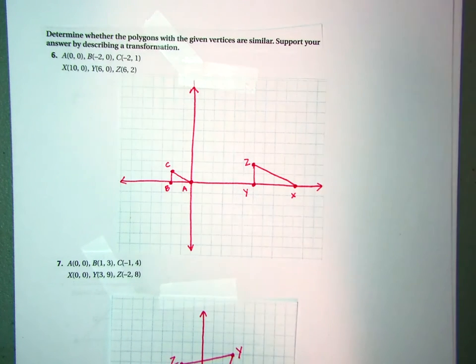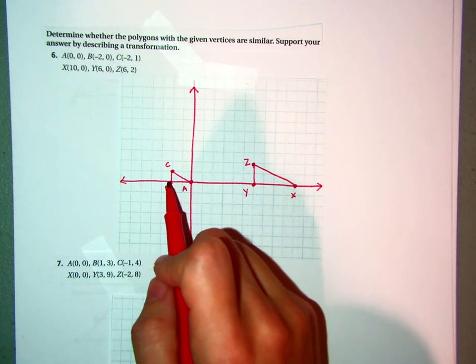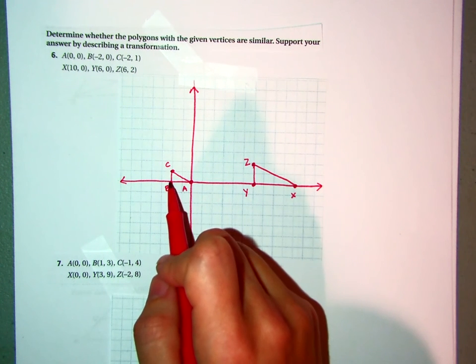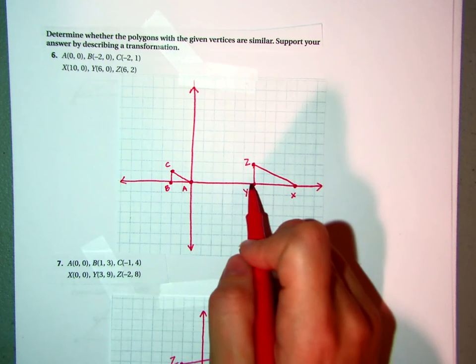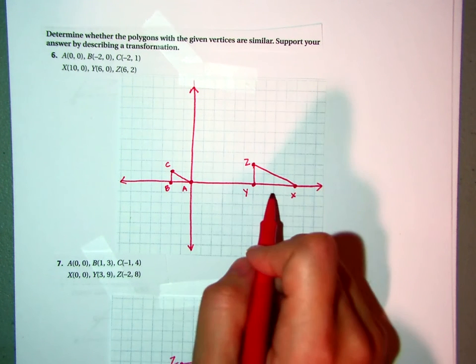This is number 6 and 7, where we're determining whether the polygons are similar. So what we're looking at here is, if I see the side length here, it's a side length of 1, and this has a side length of 2, this has a side length of 2, and a side length of 4. These side lengths have doubled.